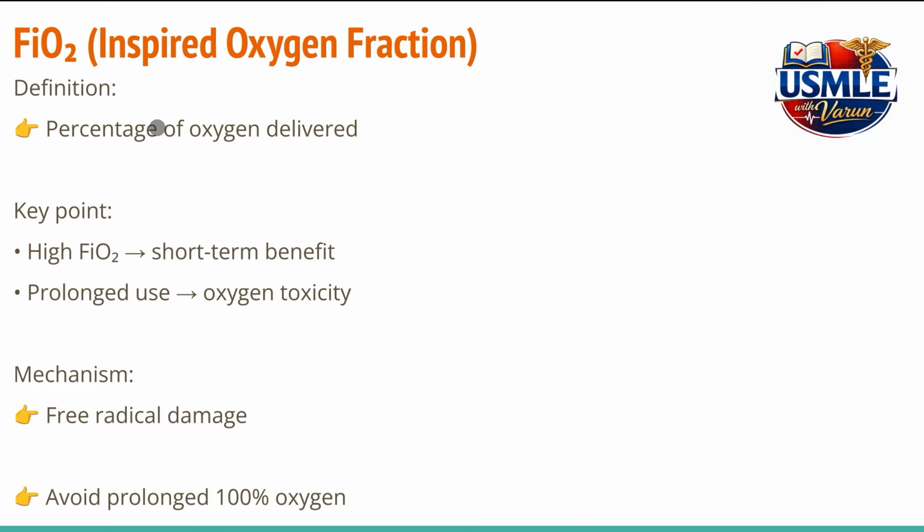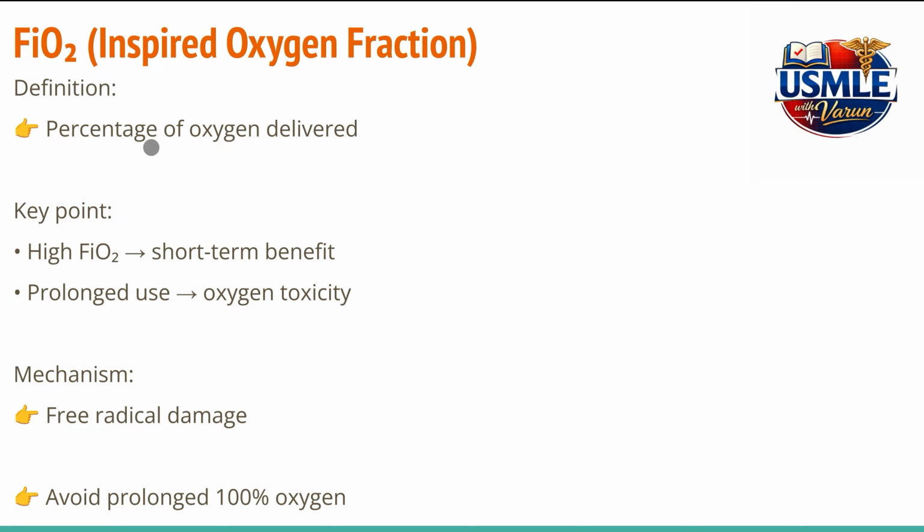Now we'll also try to understand oxygen concentration. Whenever we give high oxygen, it's useful in the short term, but prolonged exposure to very high oxygen levels can generate free radicals, and can damage the lung tissue because of oxygen toxicity or free radical mediated lung injury. So we always aim to keep the lowest oxygen concentration that helps us achieve adequate oxygenation.